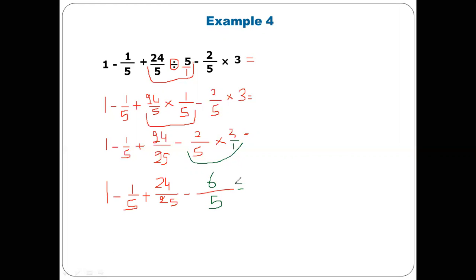I look at the expression again. I have subtraction, addition, subtraction. I should start from left to right. 1 can be written as 5 out of 5 because it's one whole. Or I can put it over 1 and multiply by 5 up and down to make same denominator. Why do I need same denominator here? Because I want to subtract the two fractions. I copy the rest of the expression.